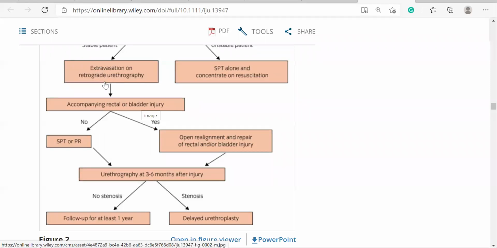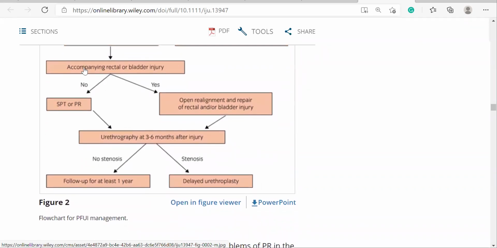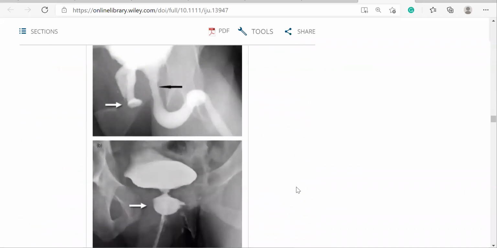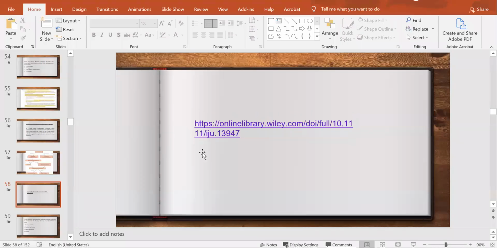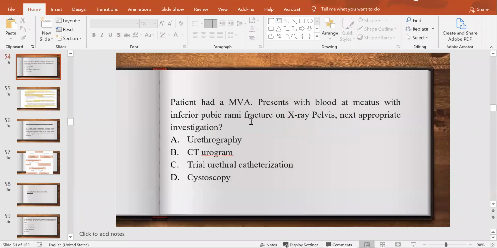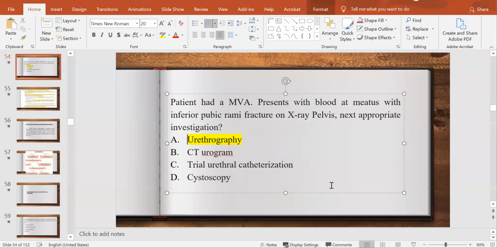If you get extravasation, that means when you insert the dye it will get out of the urethra because of the urethral injury. That's extravasation. During that time, if you see that there is an accompanying rectal or bladder injury, then you go for open realignment. You don't need to know anything about it. You are just going for a surgery. Okay, these are not needed. Clear? So in this case, our patient is stable. Obviously, we can see that it's a pelvic fracture urethral injury, right? In that case, our next appropriate investigation will be retrograde urethrogram.